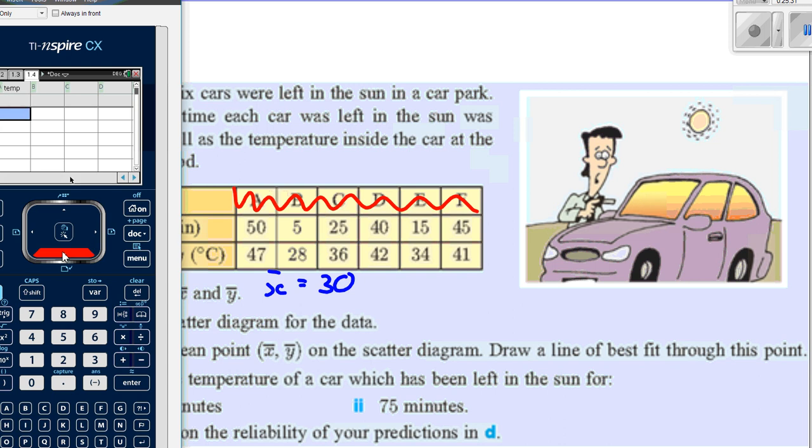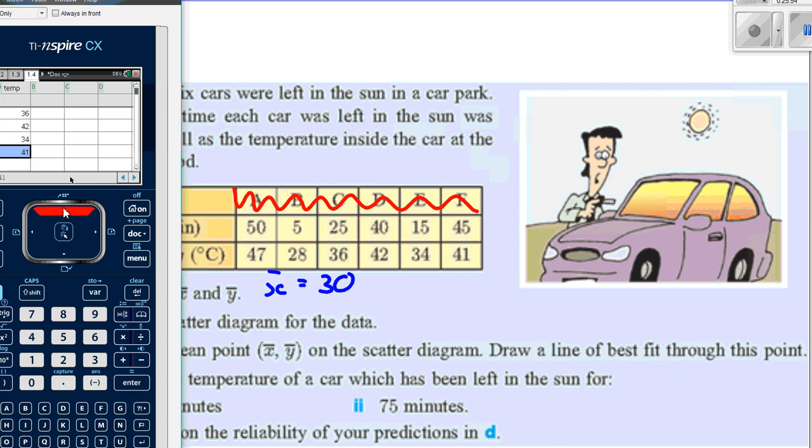47, enter, 28, enter, 36, so we're just entering our data, 42. Of course, these are easy ones where you could just add all the numbers and divide by 6. So you could manually find the mean for these. So I'm just showing you what you would do if it was a tougher one, if it had loads of data. So check you've got the right data in there.